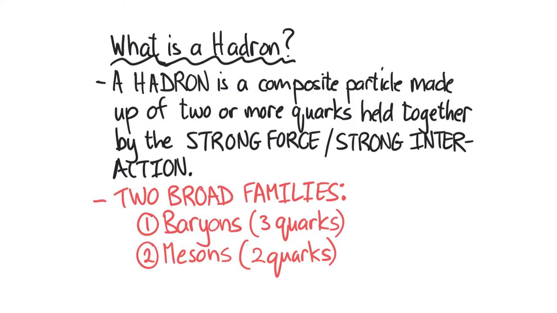What is a hadron? Well, a hadron is a composite particle made up of two or more quarks held together by the strong force or the strong interaction. We sometimes refer to it as the strong nuclear force or the strong nuclear interaction as well. There are two broad classes or families, namely the baryons, which consist of 3 quarks, and the mesons, which consist of 2 quarks.